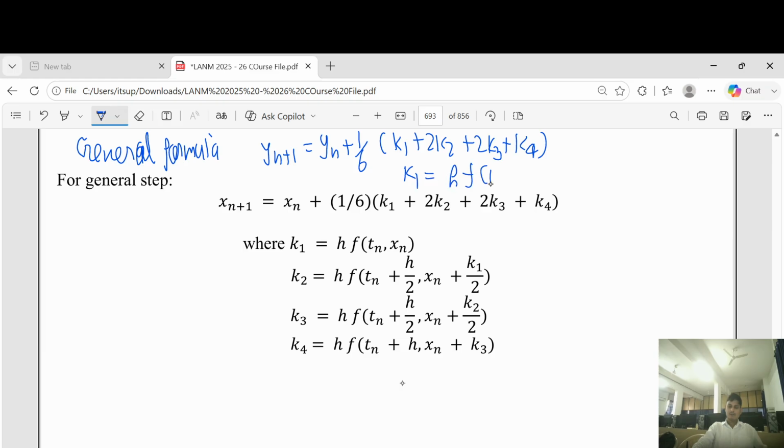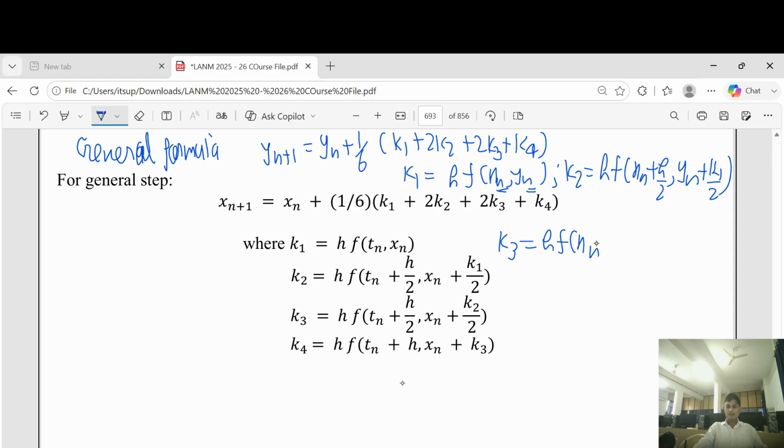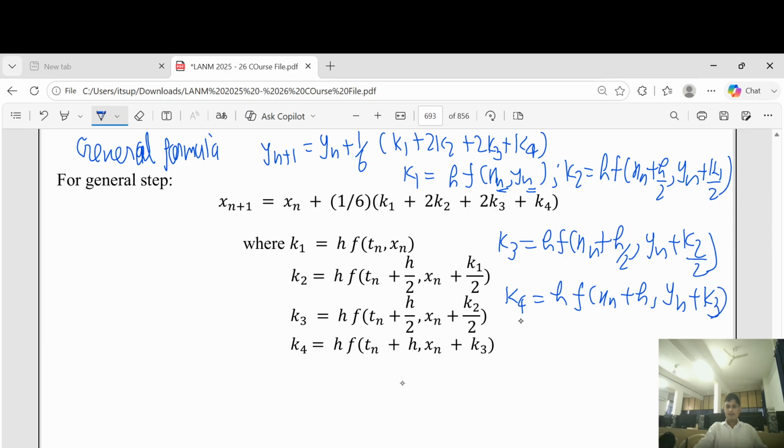K1 is h of f of xn comma yn. Here we write xn and yn. K2 is h of f of xn plus h by 2 comma yn plus k1 by 2. Okay. K3 is h of f of xn plus h by 2 comma yn plus k2 by 2. And k4 is h of f of xn plus h comma yn plus k3. So this is the value. If we put these values in this formula, so this is the general formula.